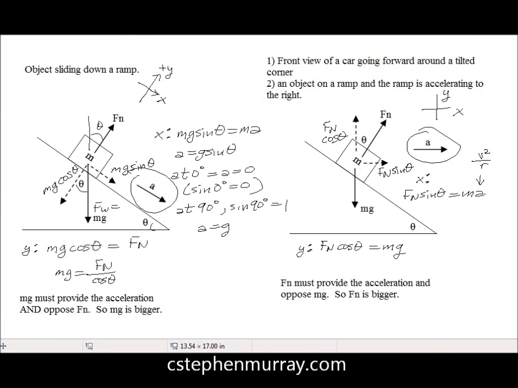Now, I just want to show you one last thing before I go here. Notice in this case, mg here would be the largest side of this right triangle. But over here, it turns out that Fn, let's see if I can draw that a little bit nicer. Turns out that Fn is the big side of this triangle, and then the rest of that triangle would be here, and notice that Fn here is the biggest side. So the triangle is not actually the same. All right.